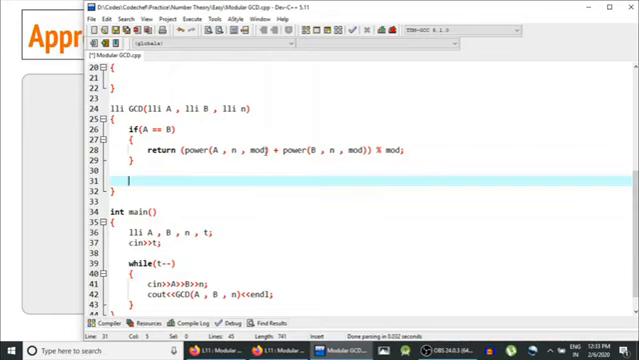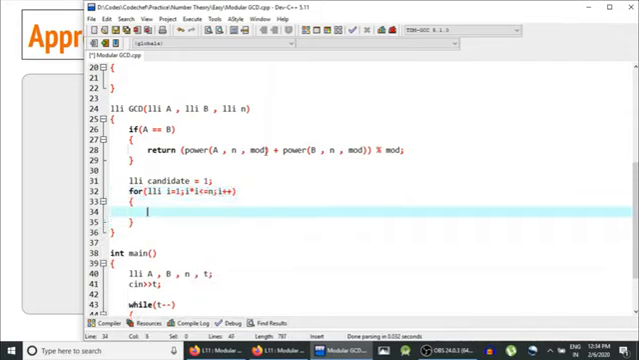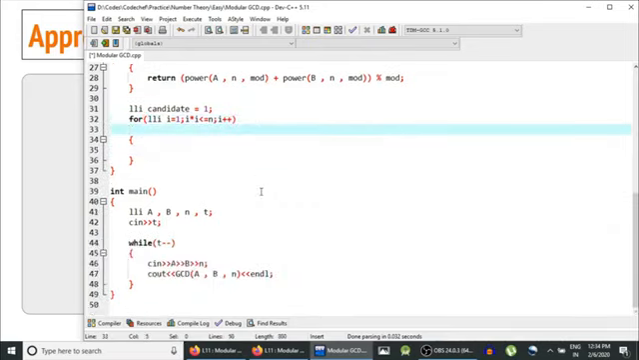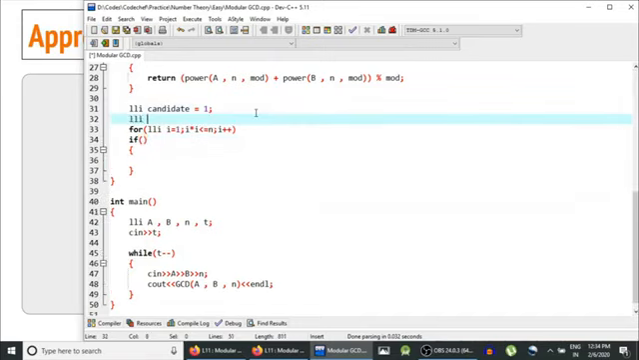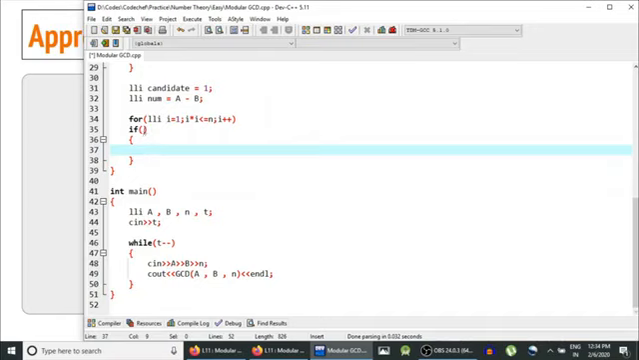Otherwise we have to take a candidate. Initially the candidate would be 1. Then for i equals 1, i into i less than or equal to n, i plus plus. We are running a loop till the square root of n, and this loop is going to test all divisors of the number. Yeah, we have to find all the divisors of a minus b, right? Because the second argument would be a minus b, and we have to find all the divisors of a minus b.